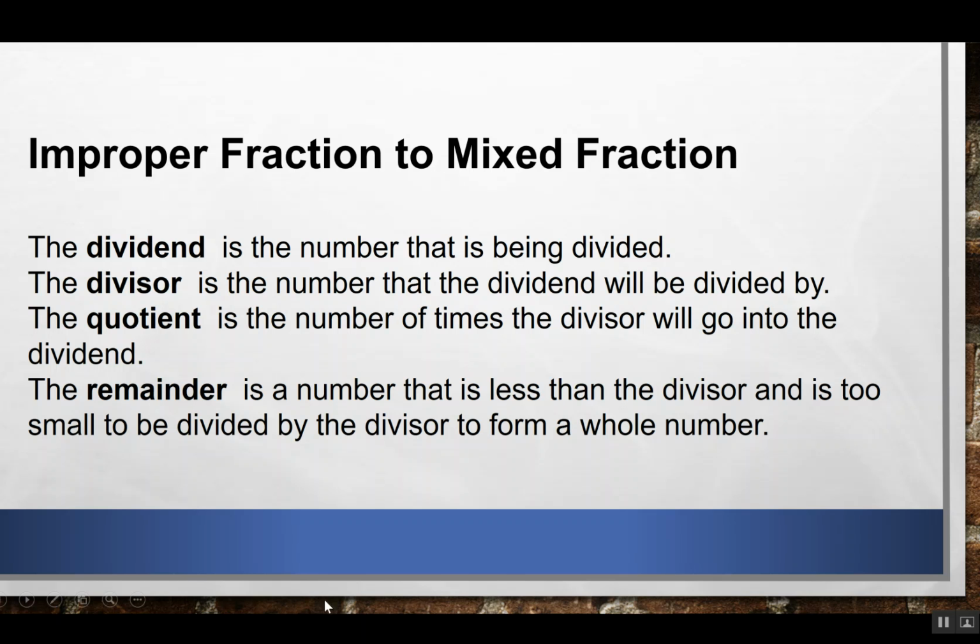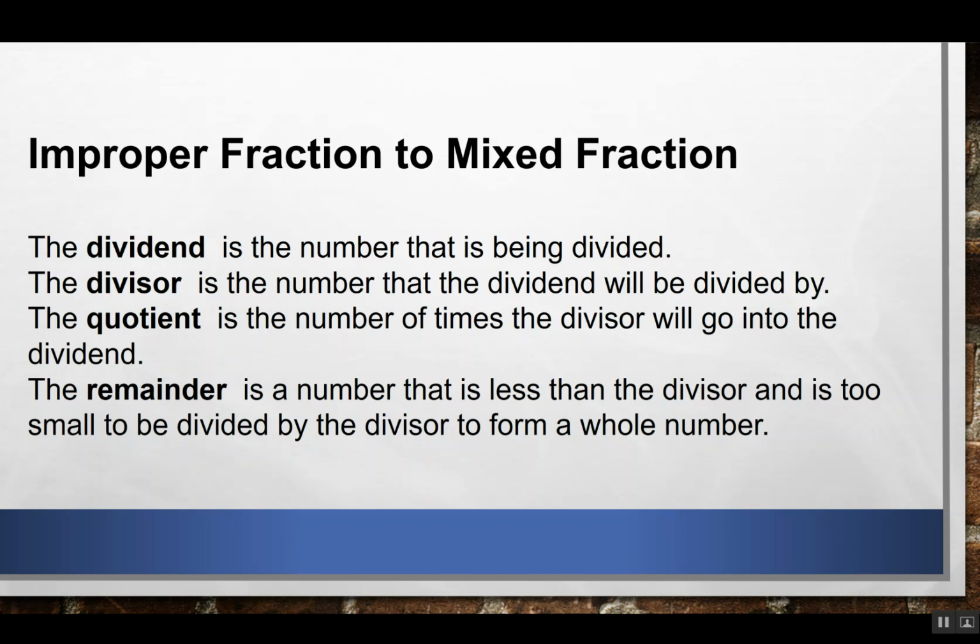There are four main terms we use for division. One is dividend. Dividend is the number which is being divided. Divisor is the number that the dividend will be divided by. Quotient is the number of times the divisor will go into the dividend, and the remainder is the number that is less than the divisor, and is too small to be divided by the divisor to form a whole number.